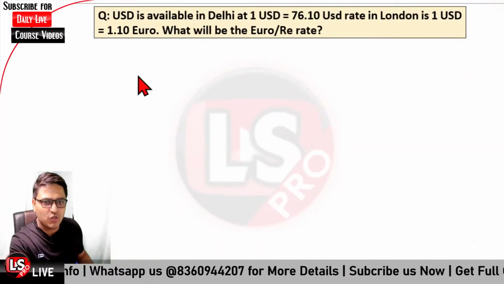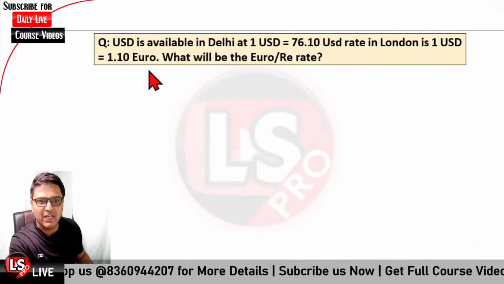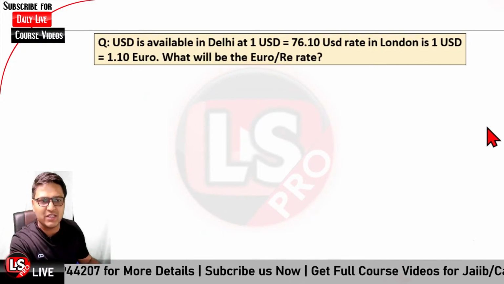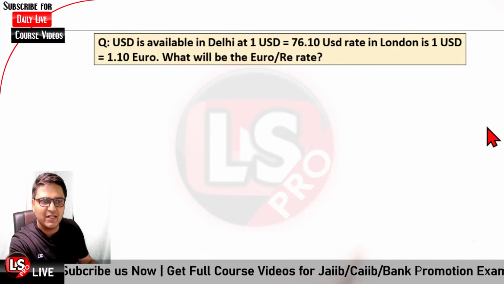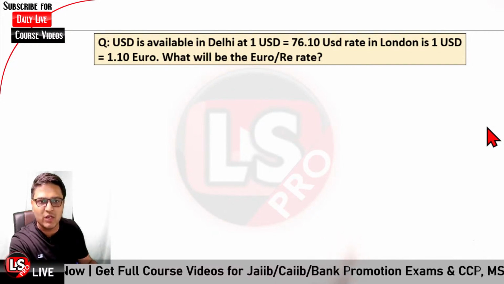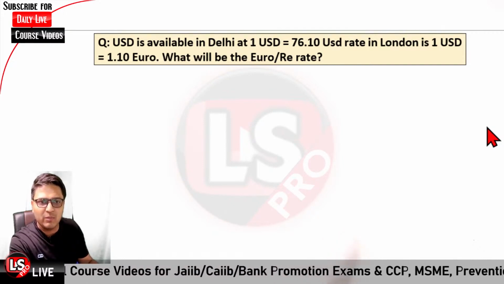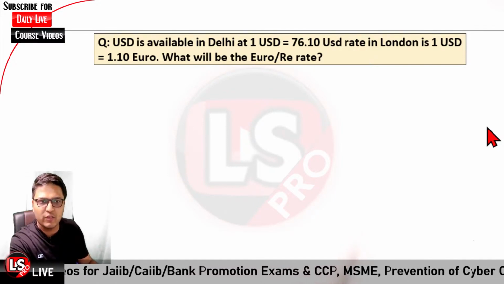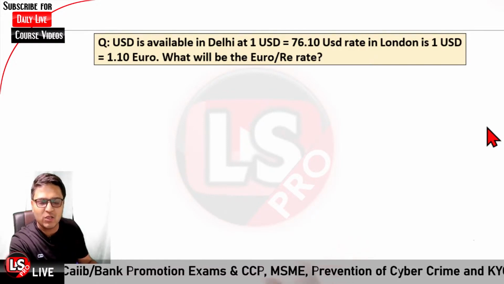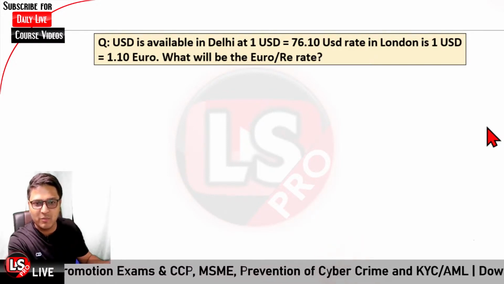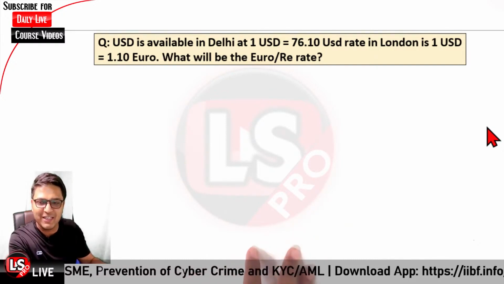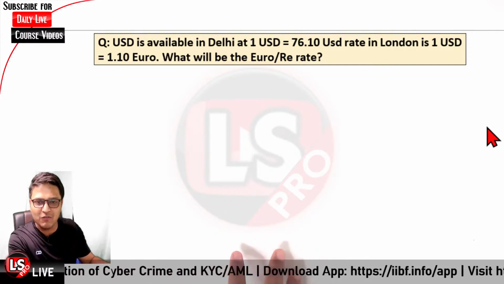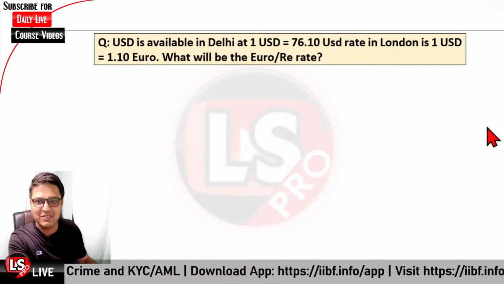So first question over here is regarding USD. It is available in Delhi at 1 USD is equal to 76.10, and further the USD rate in London is given to be 1 USD is equal to 1.10 euro. What will be the euro to rupee rate? So we need to calculate the euro to rupee rate. You will be telling me the solution today, because this concept regarding the chain rule we have already covered. So kindly solve the numerical at the earliest, and kindly let me know the answer.